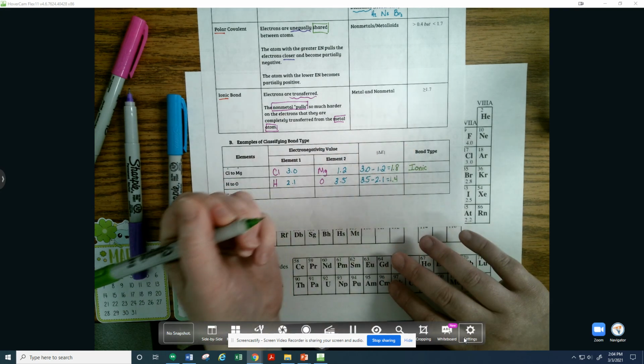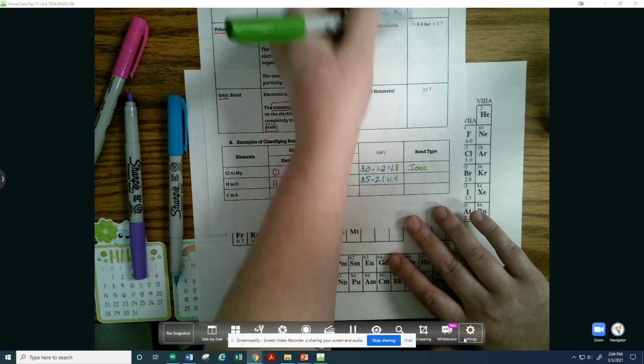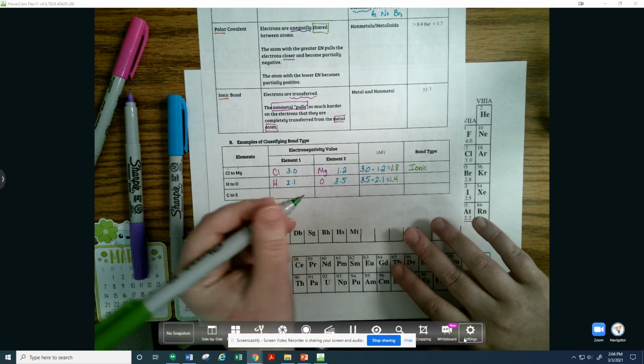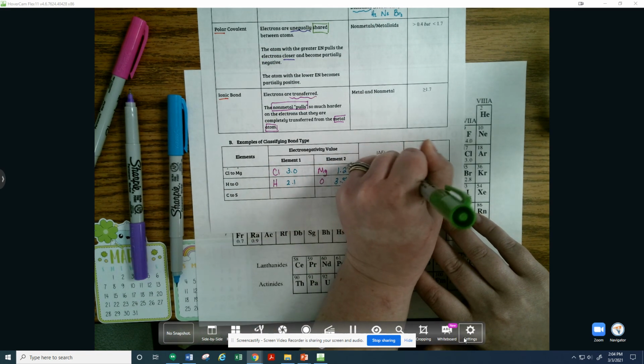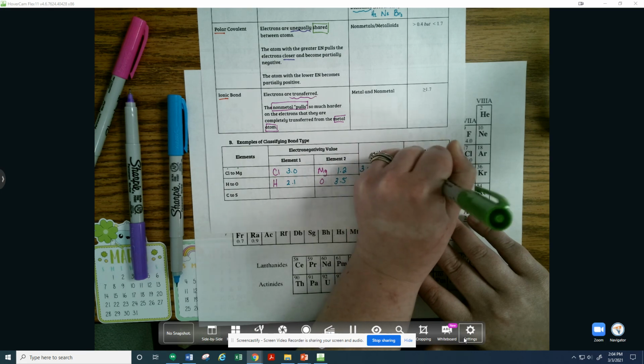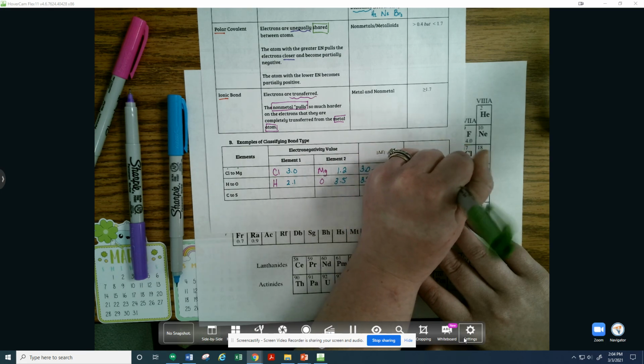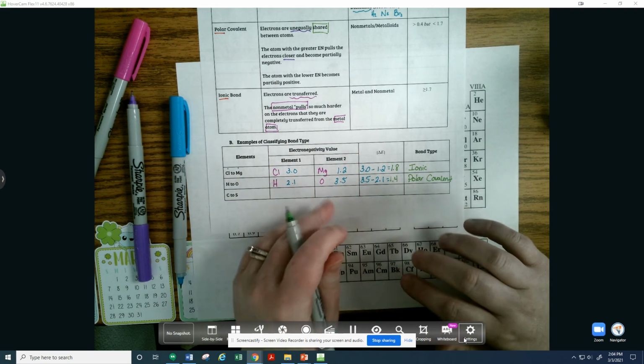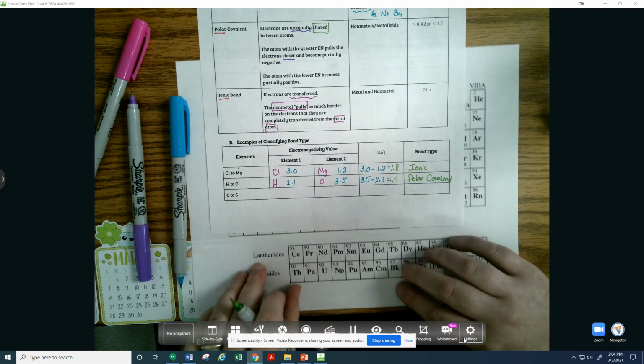Okay, so again, you follow with where it falls within these ranges. It's definitely in between that 0.4 to 1.7 range. So this means it's a polar covalent. So what's taking place here is they are sharing electrons. However, oxygen is much greedier than hydrogen, so there's an unequal distribution taking place here.